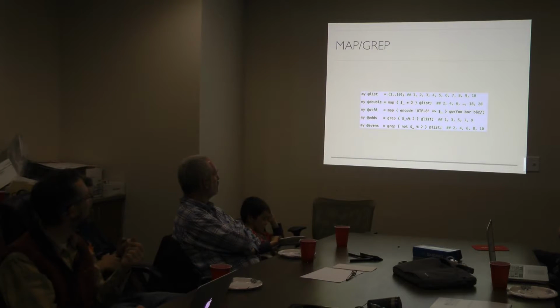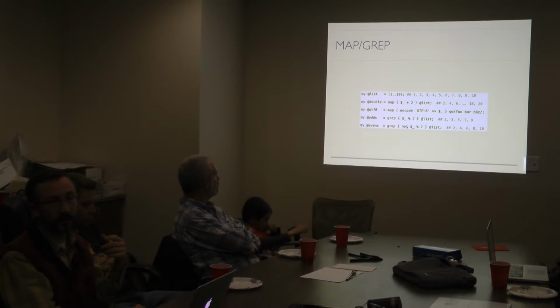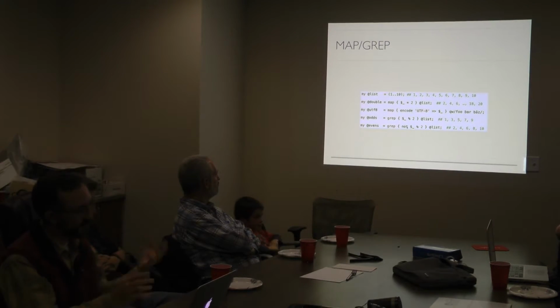2 gets pushed in, 2 modulo 2, its remainder is 0, and so it's a false value, so it doesn't return anything. So this is a clever little way to get odd numbers from a list of numbers. For evens, we can do the same thing except invert the sense of the test here. So that's map and grep.